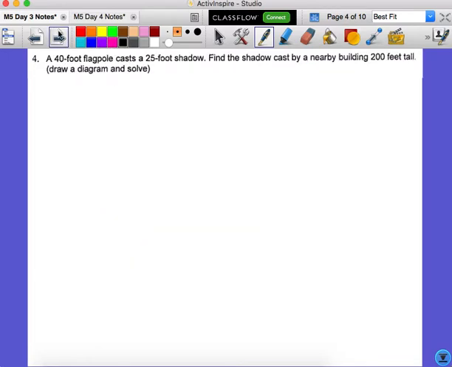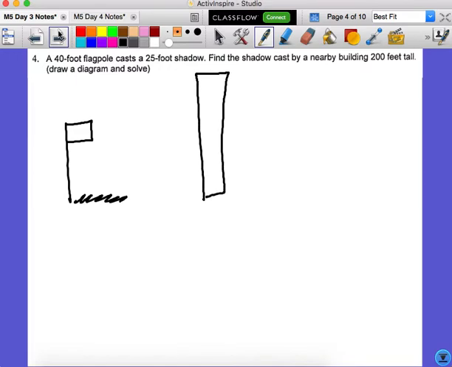A 40-foot flagpole casts a 25-foot shadow. So we've got our flagpole here. We've got a shadow that's cast. And we want to find the shadow of a nearby building. So we've got our building, and we want to find out how long its shadow is.